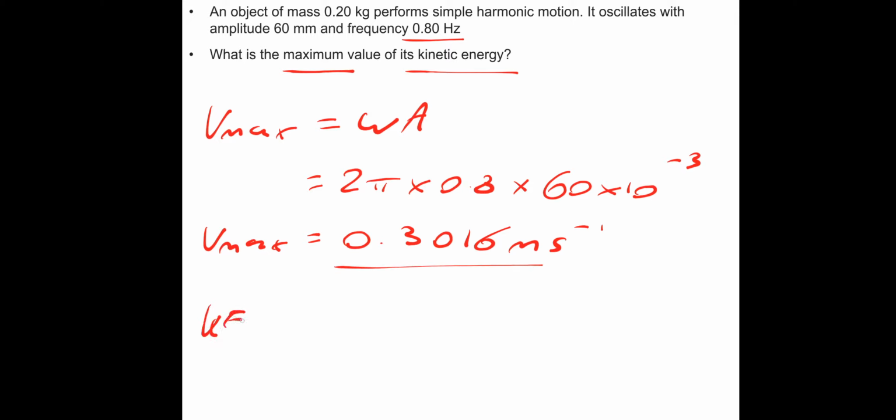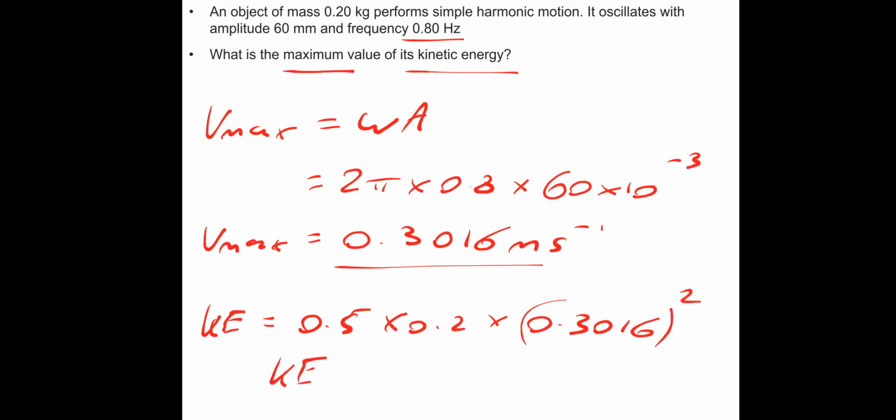The kinetic energy is equal to a half m v squared, so we need a half times the mass, 0.2, multiplied by the speed squared, so 0.3016 squared. And that gives a kinetic energy of 9.1 times 10 to the minus 3 joules, or 9.1 millijoules. Hopefully you got that one. Let's try a different one.